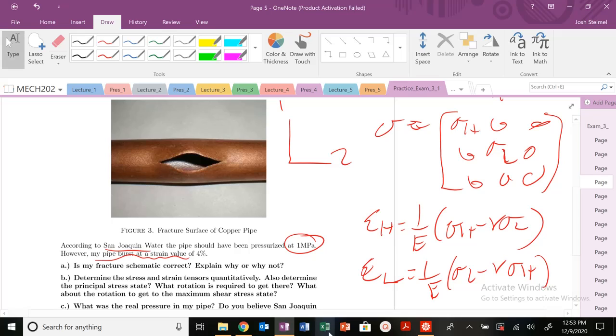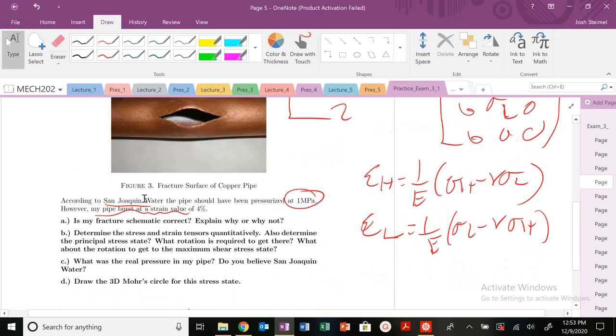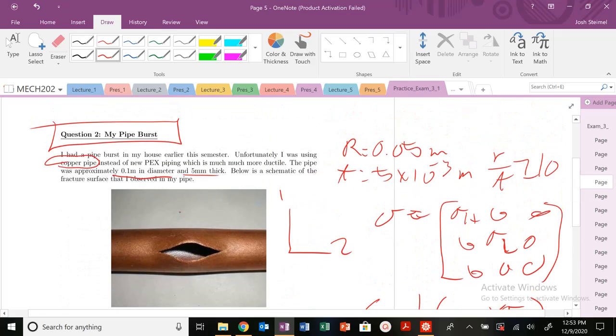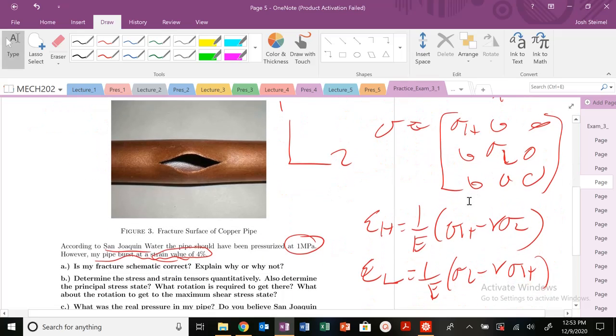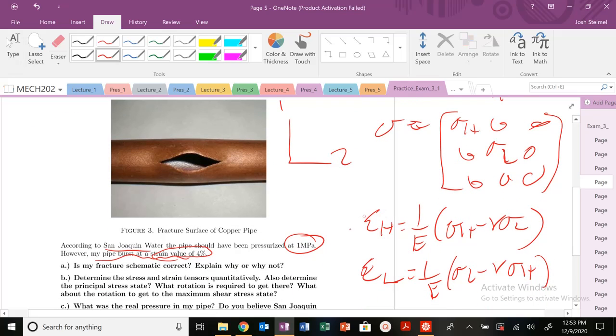So I also know that the pipe should have been pressurized at 1 megapascal, but we're not sure. Again, that's what the county is claiming. But I do know for a fact that it burst at a strain value of 4%. So I know that because I have this expression, or we know that sigma hoop is equal to delta P R over T, and sigma L is equal to sigma hoop over 2, the pipe should burst in the hoop direction, and thus it should burst when this value is equal to 0.04.